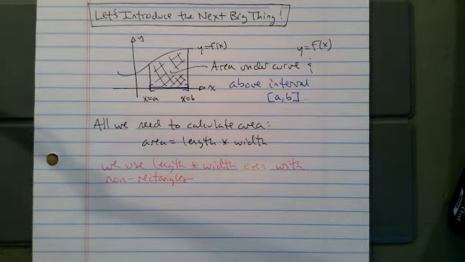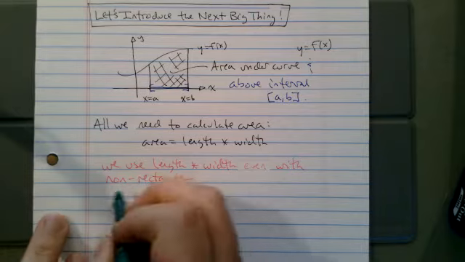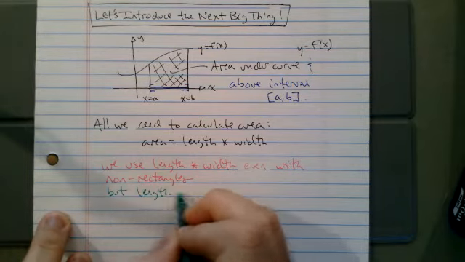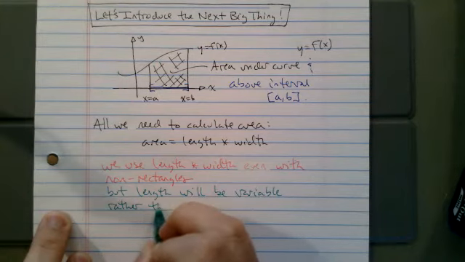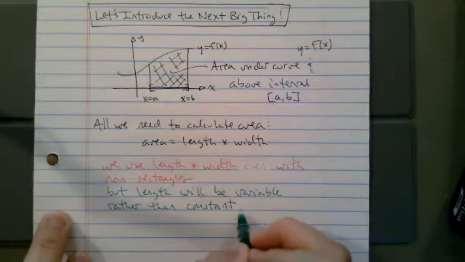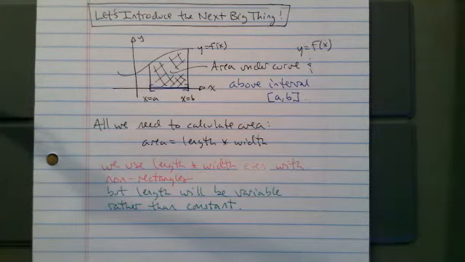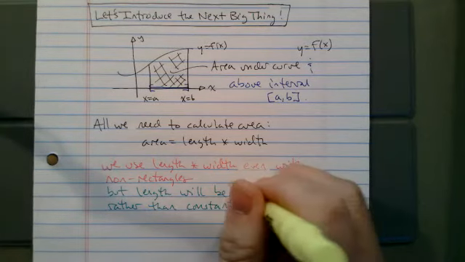We're going to use length times width even with non-rectangles. We're going to consider all the shapes to be rectangles in which the length is variable. That makes them not rectangles anymore. But we're going to use length times width, and we're going to just say length is now a function, or length is now variable rather than being constant. We're just going to adapt what we know to make the length variable. We're just switching it up so that the length is now going to be variable rather than constant.